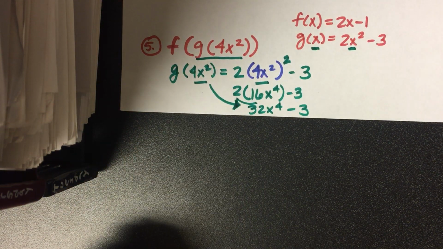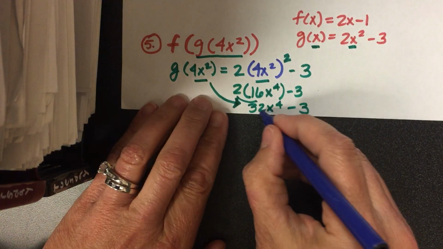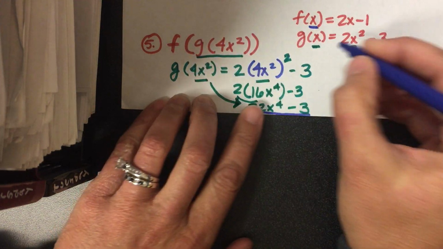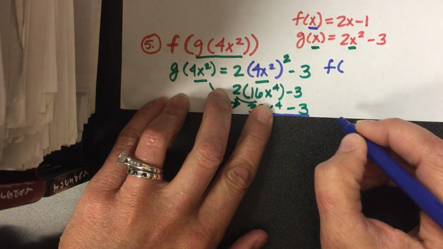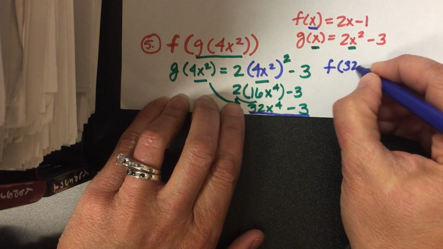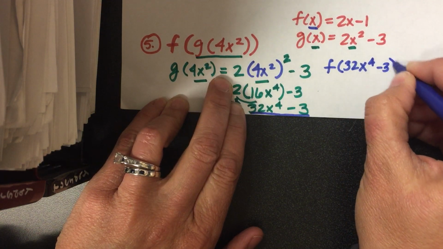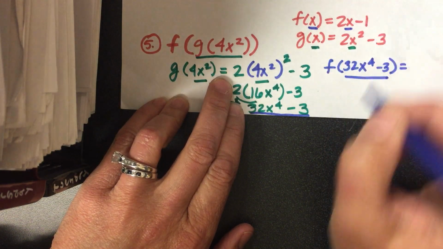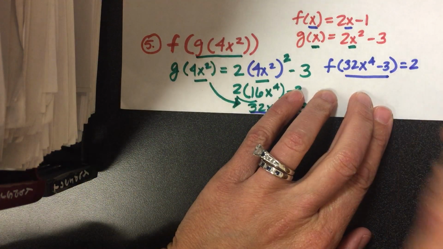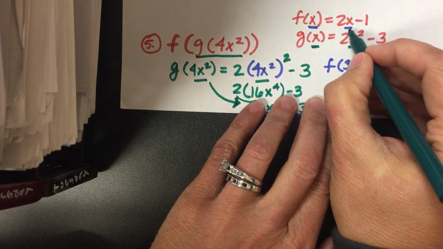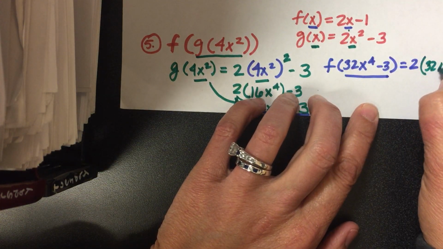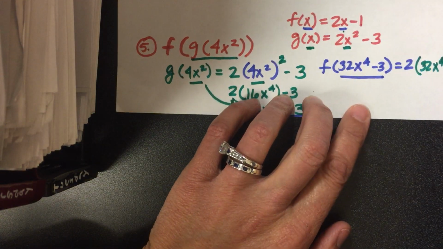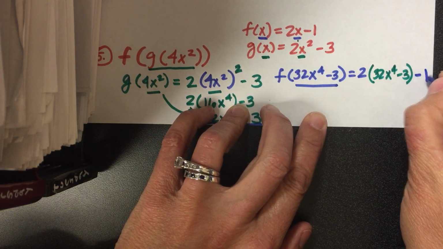But we're not done, because now we have to take this output, and that becomes our new input for f. So I've got f of 32x to the 4th minus 3. And I'm going to plug this whole thing in for my input. So I have 2 times my input, which is going to be 32x to the 4th minus 3, minus 1.